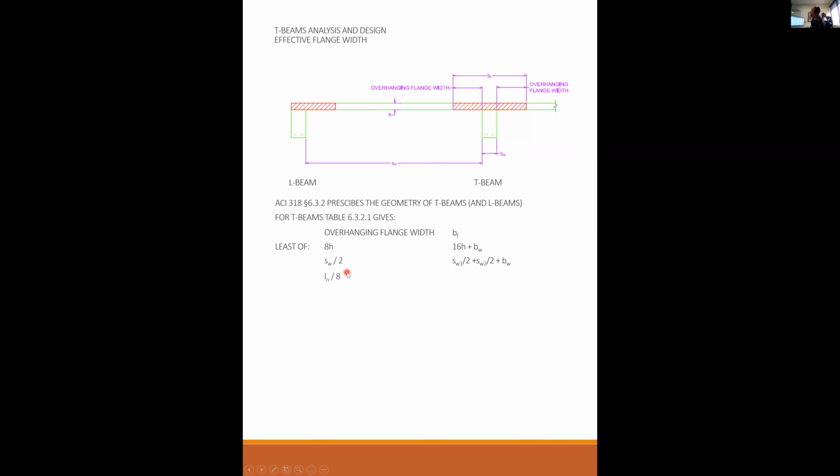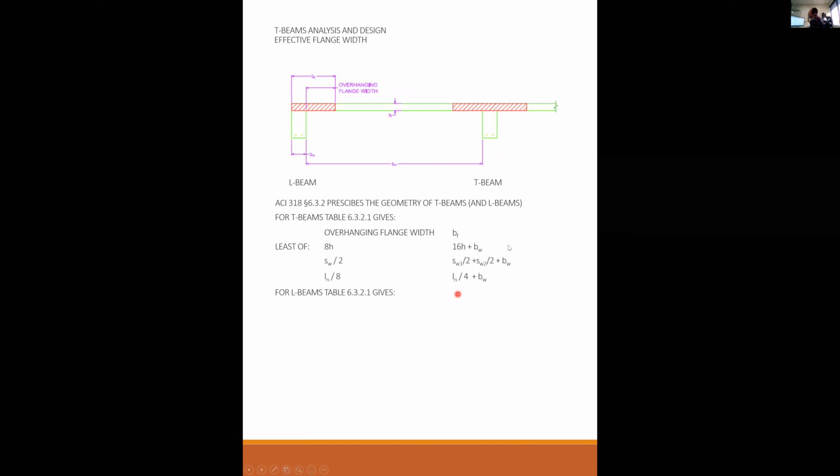Or you have a limitation on the overhanging flange width based on the span of the beam. So l sub n is the span of the beam in and out of the page. And the overhanging flange cannot be more than l sub n over 8. So the effective width would be l sub n over 4. You get the left side, the right side, plus the width of the web. Whichever of these three is the least is the one that controls. Any questions there?